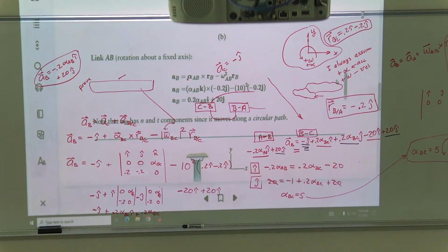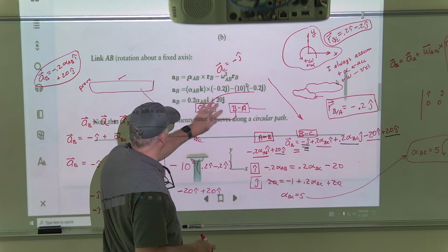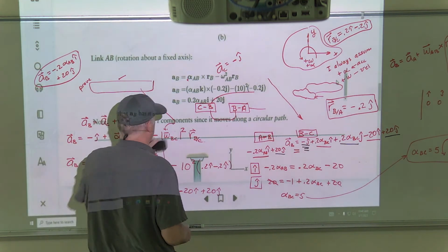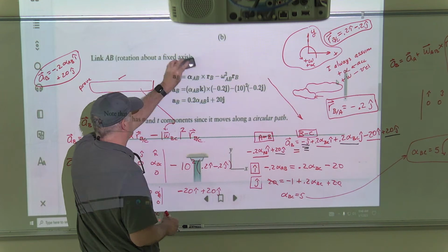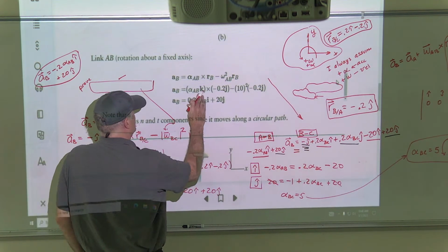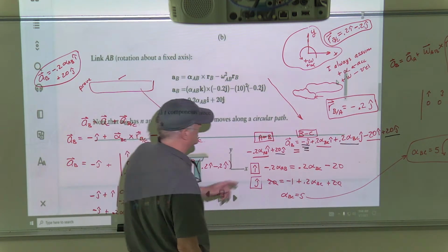Okay, so if we look at his, I don't know that I need this information here. So let's take a look at his equation. And so he immediately goes down and says, this is K, and this is minus 0.2. That's what we got here.